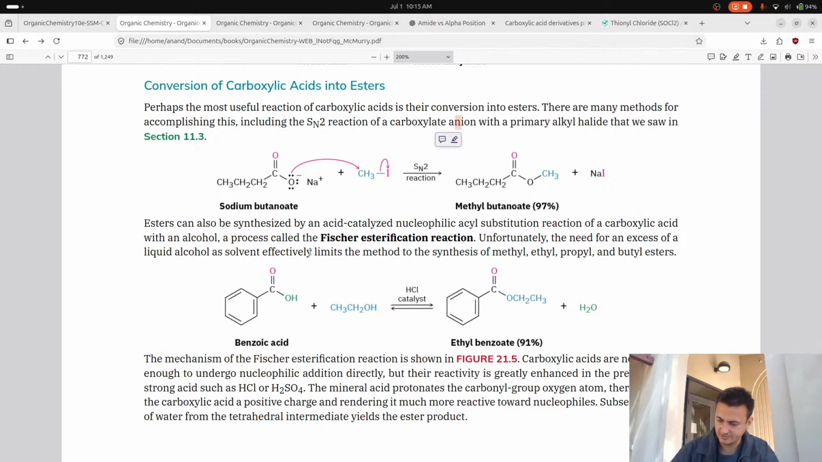Okay, so that's the first route. It's just form a carboxylate somehow. Esters can also be synthesized by an acid catalyzed nucleophilic carboxylic acid with alcohol.